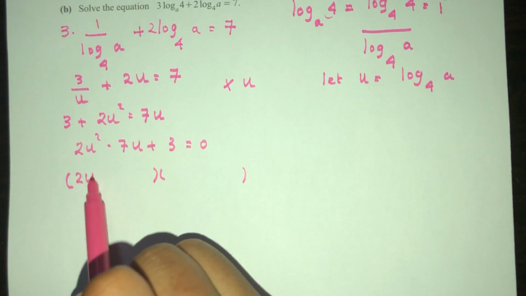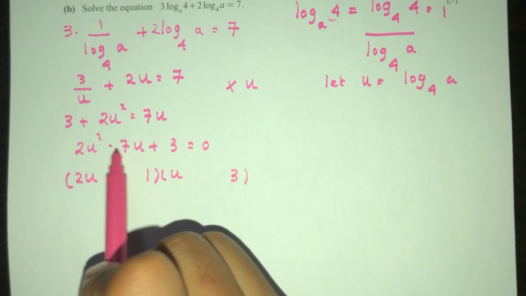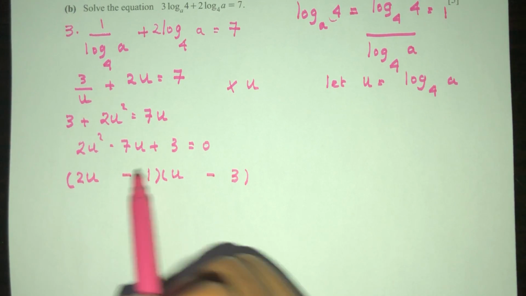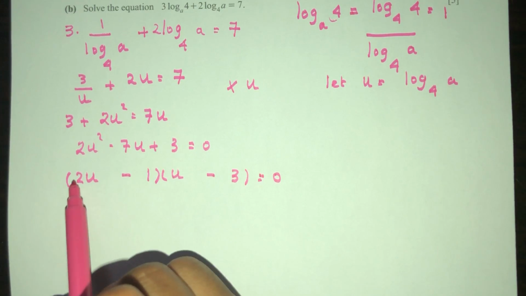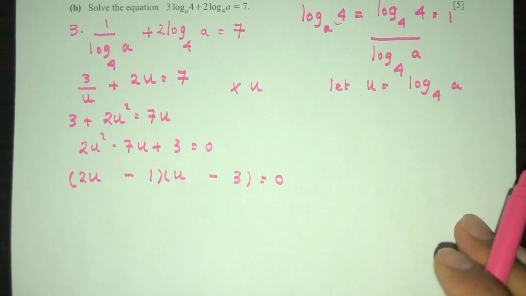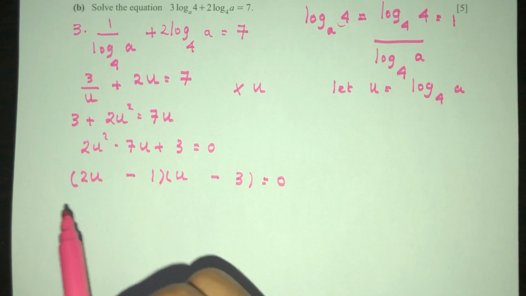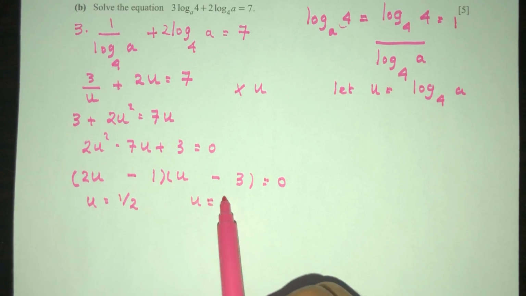That will become 2u times u, and 3 is just 3 times 1. To get minus 7, we have to have minus 6 minus 1 to become minus 7. So how is this minus 6? Because it is 2u times minus 3 becomes minus 6, and then minus 1u becomes minus 7. So simplify, u will become half, and u will become 3.